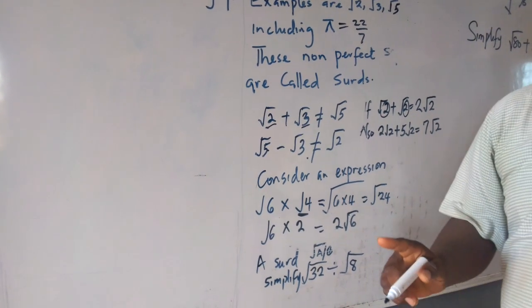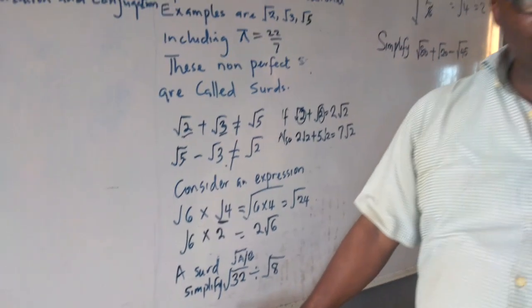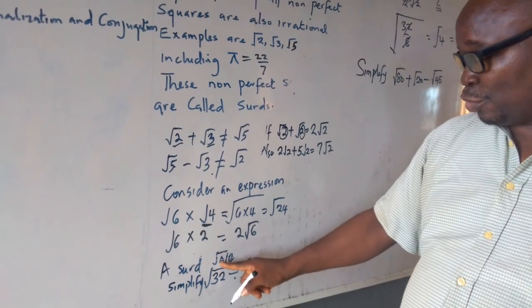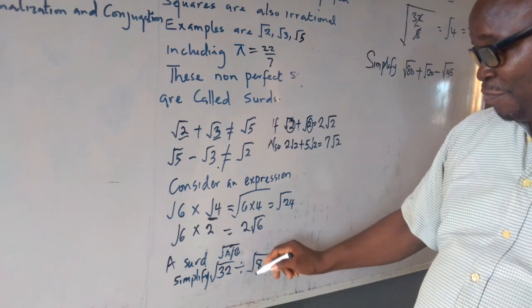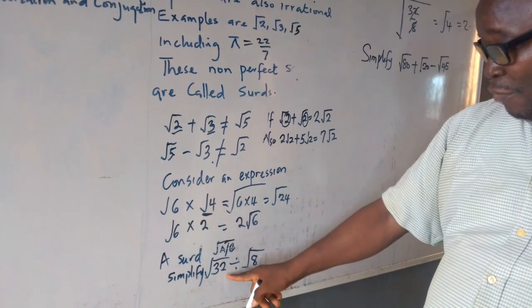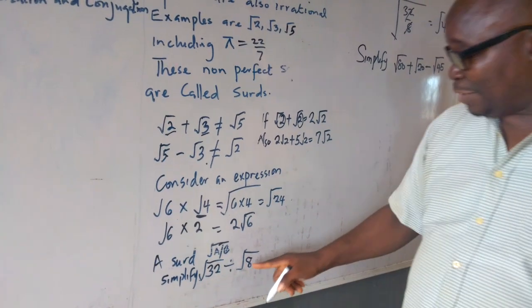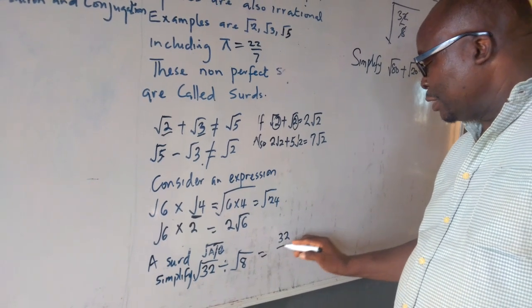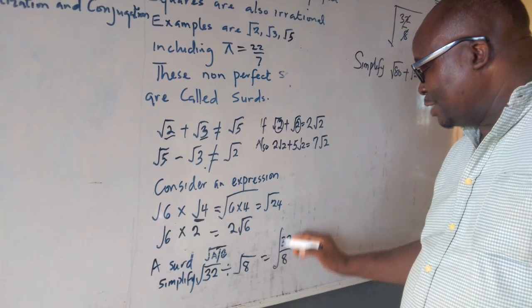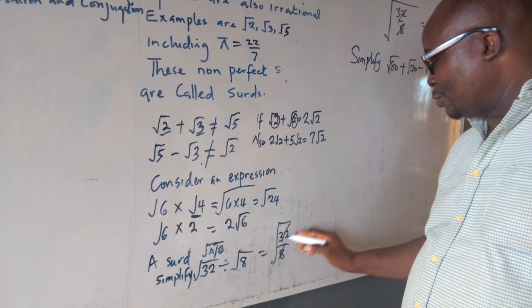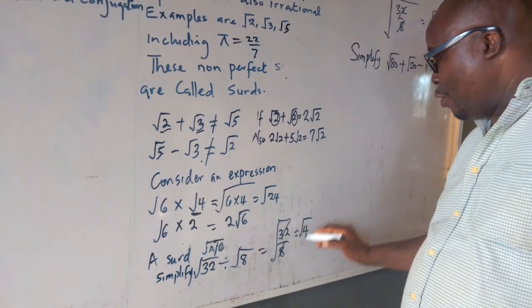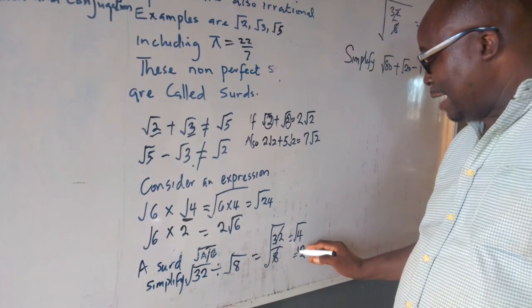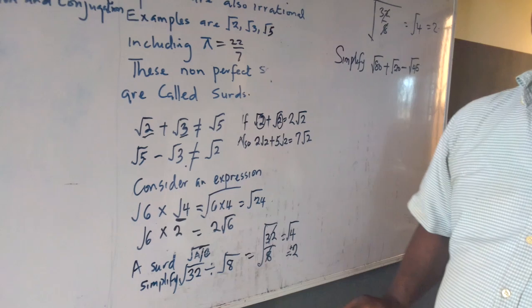SURDS can also perform division operations. As you can see here, I can say a square root of a divided by square root of b. So I can say simplify the square root of 32 divided by square root of 8, which will give me 32 divided by 8 under the square root. This will cancel this. That will give me square root of 4, which on its own is a perfect square. The answer will be what? 2, plus or minus 2. Do you get me now?